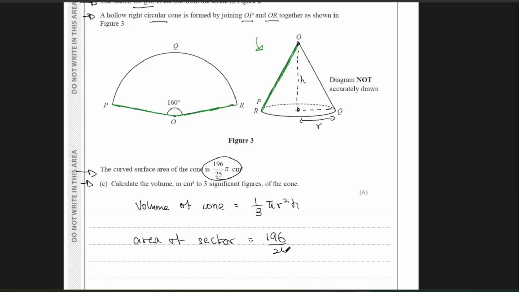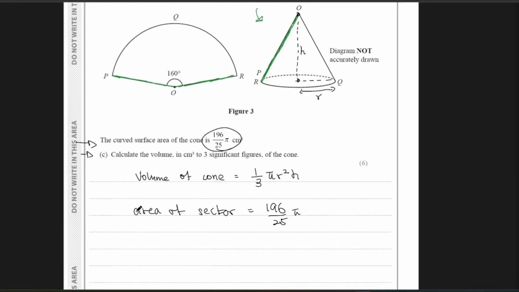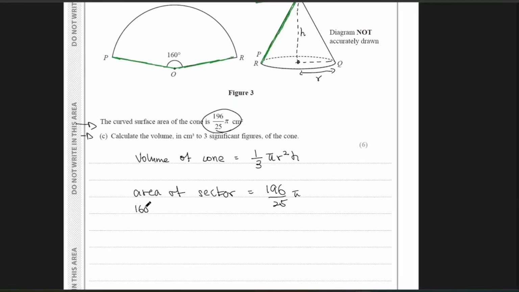So we can say the area of the sector is equal to 196 over 25 pi. And the area of the sector can be calculated this way. It represents 160 degrees out of 360 as a ratio of the entire circle, times the area of the circle, pi r squared. Now, r here is different. The radius here is different from the radius of the base of the cone. We can call this capital R for now. So pi capital R squared, and this is equal to 196 over 25 pi.